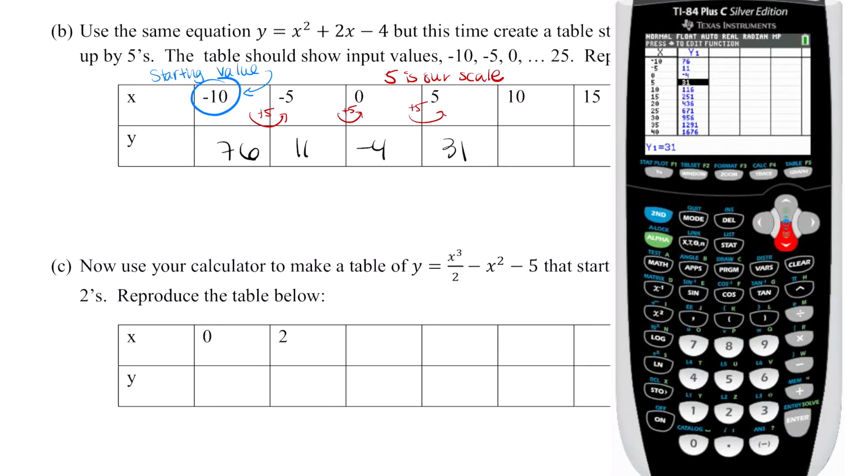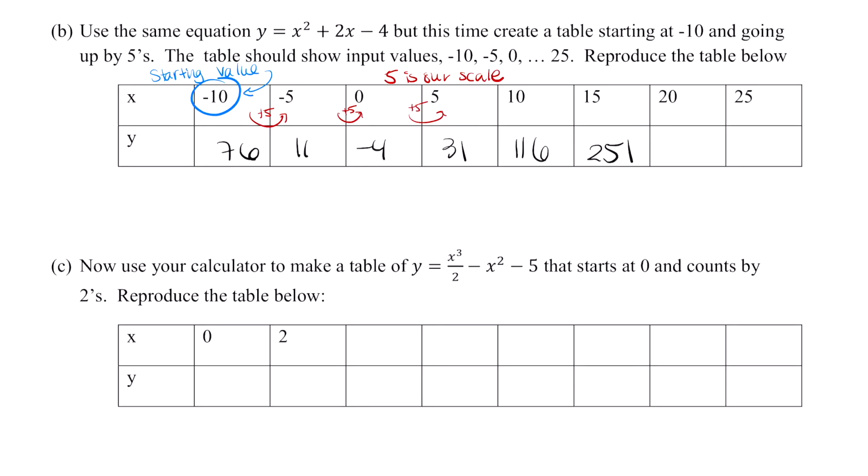At 5, I'm at 31. At 10, I'm at 116. At 15, I have 251. At 20, 436. And at 25, 671. Okay, now let's try part C.